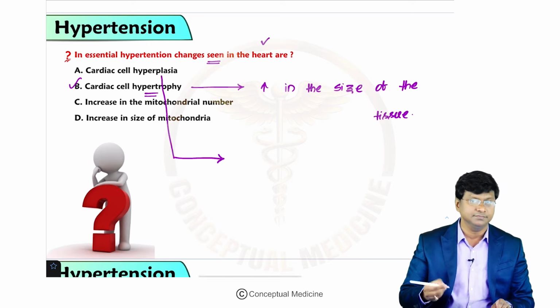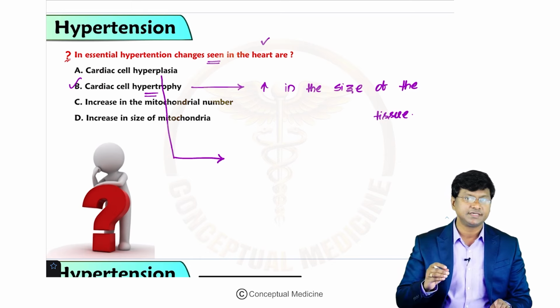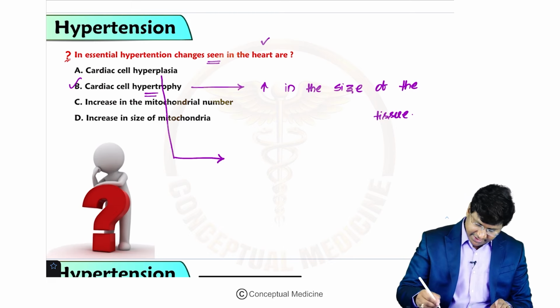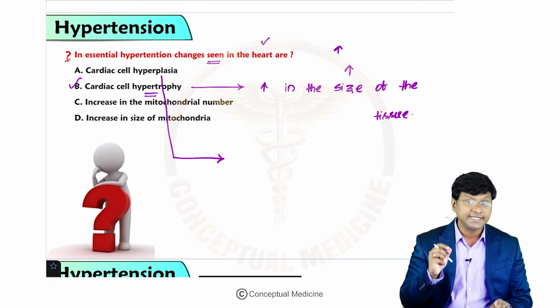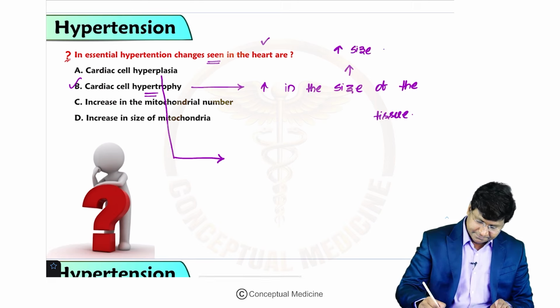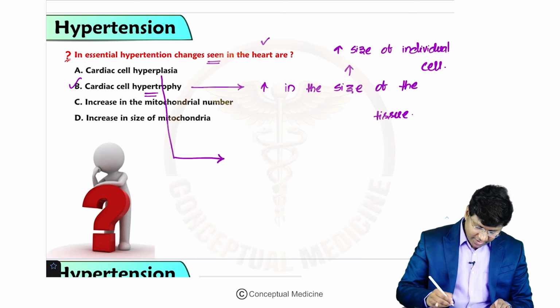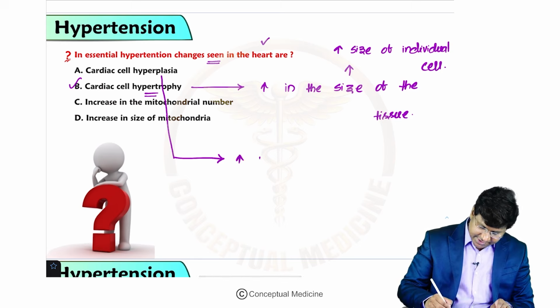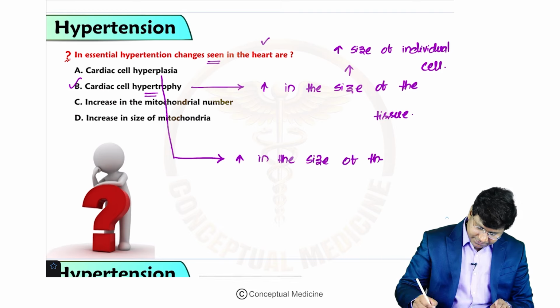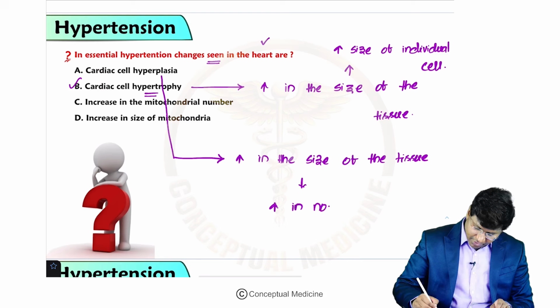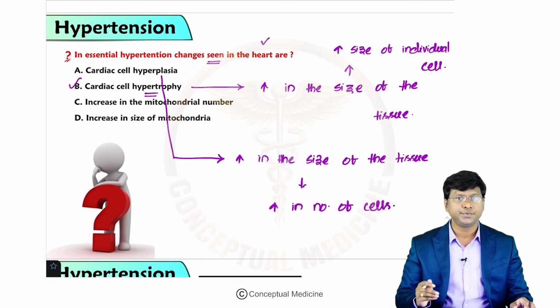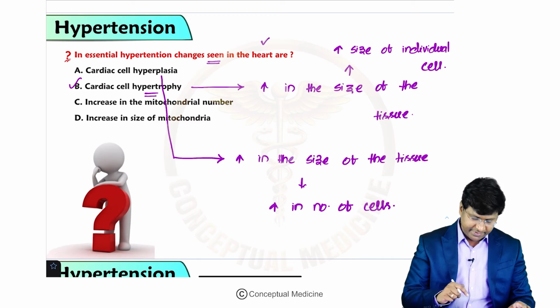Whereas if you take hyperplasia, in hyperplasia there is increase in the size of the tissue as a result of increase in the number of component cells. See here, in hypertrophy it is due to increase in the size of the individual cell, whereas in cardiac cell hyperplasia, it is increase in the size of the heart or size of the tissue due to increase in the number of the individual cells. That will be the hyperplasia.